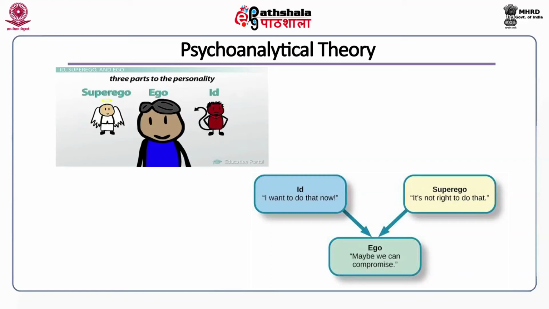Id is related with immediate pleasure, whereas ego is related with real pleasure. The third part is the superego. When morality gets attached to the reality, it is known as the superego. This is the third part of the personality, which helps a person in deciding what is right and what is wrong. Superego works for perfection.